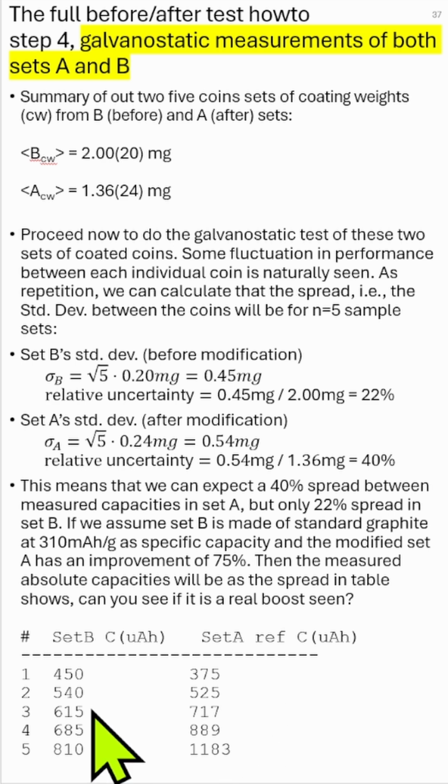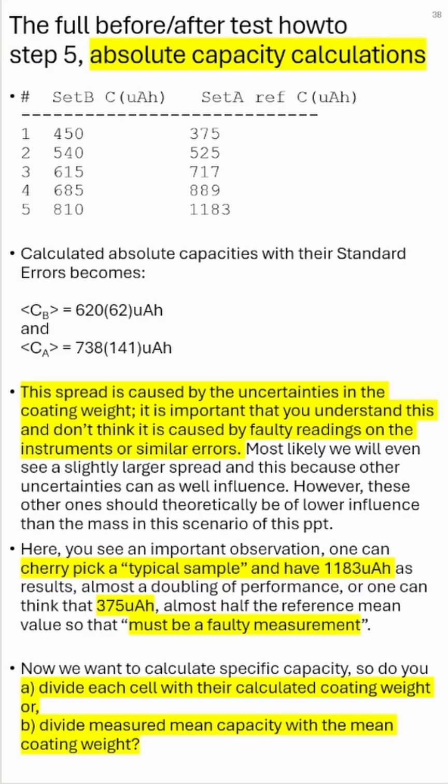And we're also measuring capacity, right? Not specific capacity. So we're measuring the current versus the current times time, right? The full before after test how to. Step 5, absolute capacity calculations. So now we have these two data sets. Set B before electrode modification and set A after that electrode modification.